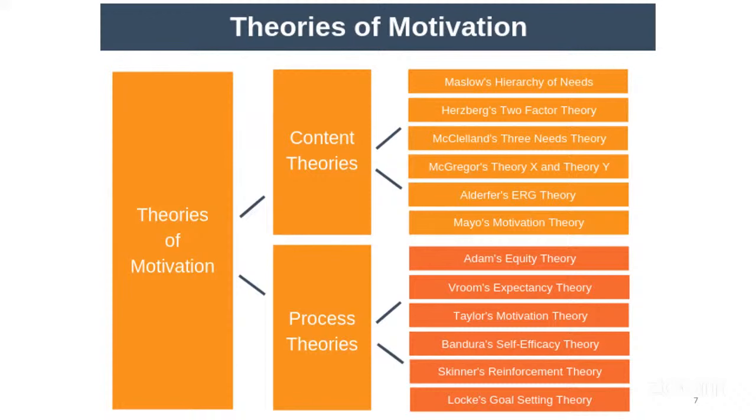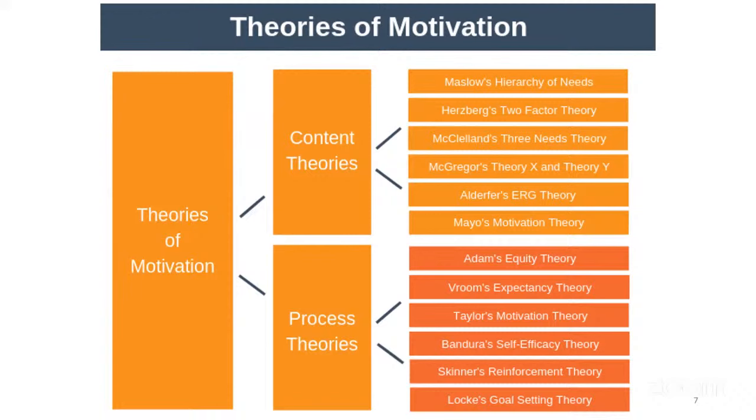Or two-factor theory by Herzberg. Then we have McClelland's three need theory. Then we have McGregor's theory X, theory Y. Then we have Alderfer's ERG theory. And last is Mayo's motivational theory. Then we have process theories. What are these? What is the meaning of process theory?